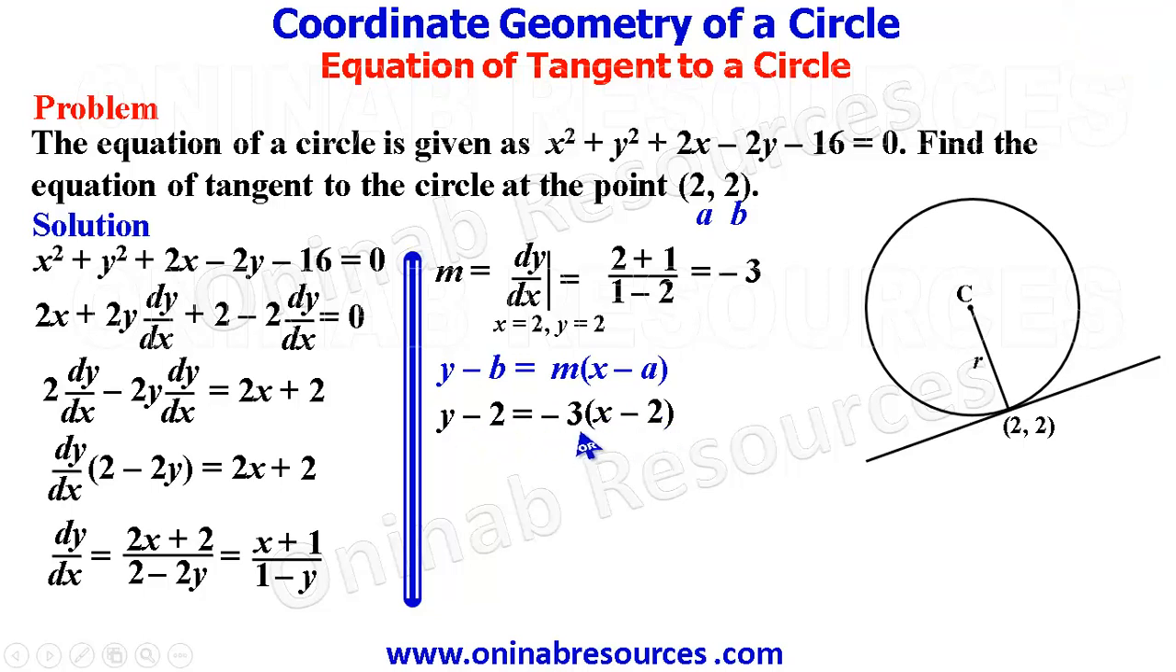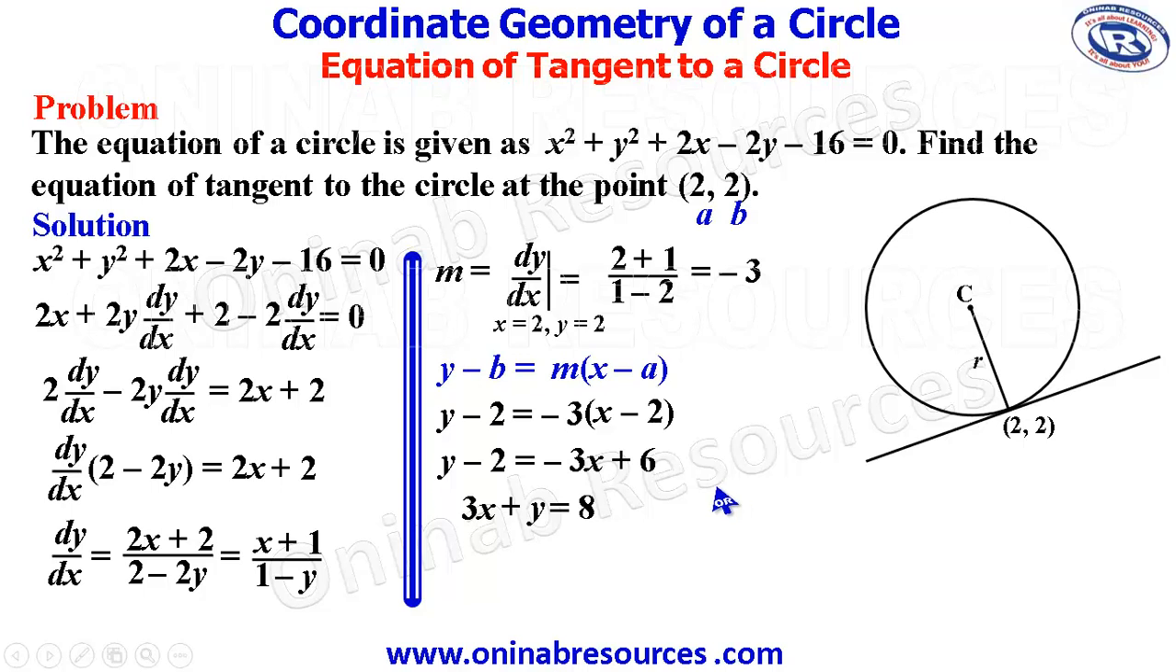We expand these brackets. Negative 3 times x will give us negative 3x. Negative 3 times negative 2 will give us positive 6. We bring minus 3x to this side, so we have 3x plus y is equal to 8, because if you take this minus 2 to the right hand side, it becomes 6 plus 2, giving us 8. Therefore, the equation of the tangent to the curve at the point (2, 2) is 3x plus y equals 8. And that's all for the solution of this problem.